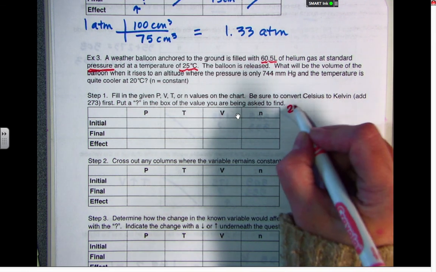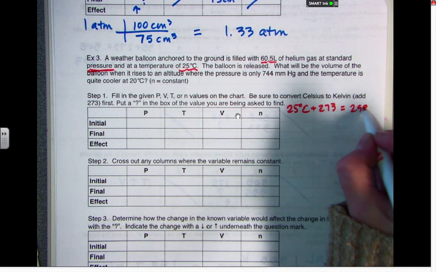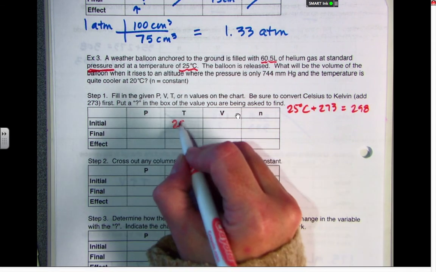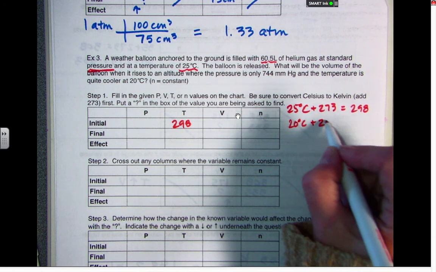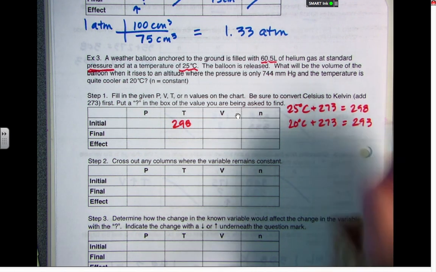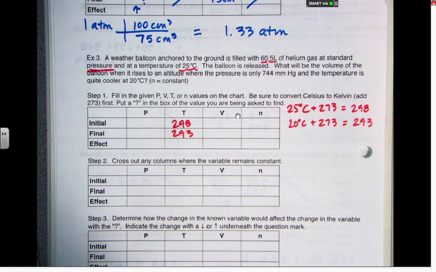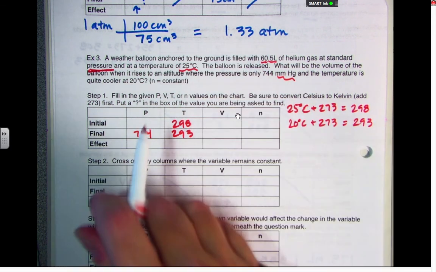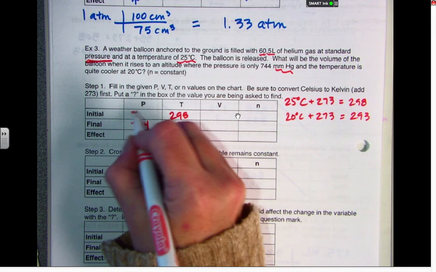So we have 25 degrees Celsius plus 273. That gives us 298. So our starting temperature is 298 Kelvin. Our ending temperature, we have 20 plus 273 gives us 293. So our temperature has dropped. We have an ending pressure of 744 millimeters of mercury. So standard pressure is 760 millimeters of mercury. So make sure you're using the correct constant, 760.